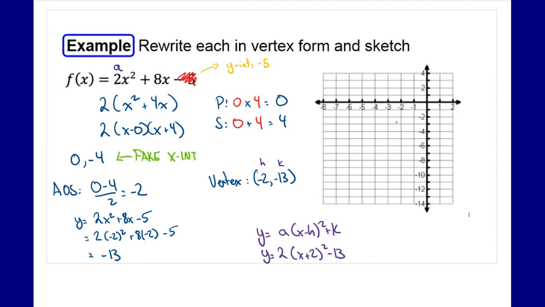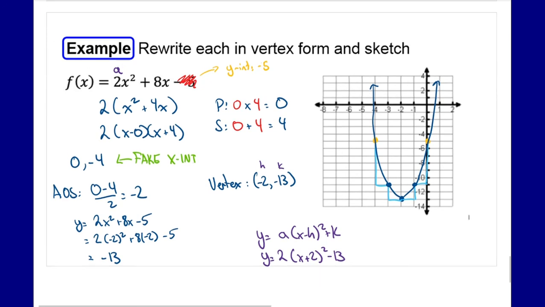I can sketch it by sketching the vertex first. I can plot the y-intercept if I want, and use that to mirror it on the other side. I can use my step pattern if I need to. In this case, it's over 1 up 2, over 1 up 6. I can mirror that on the other side to get to other points and then roughly sketch. So there we have our quadratic written in vertex form, and it's sketched.